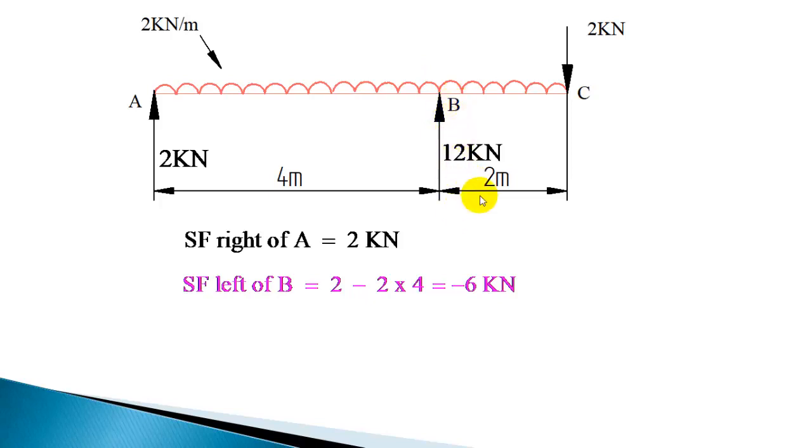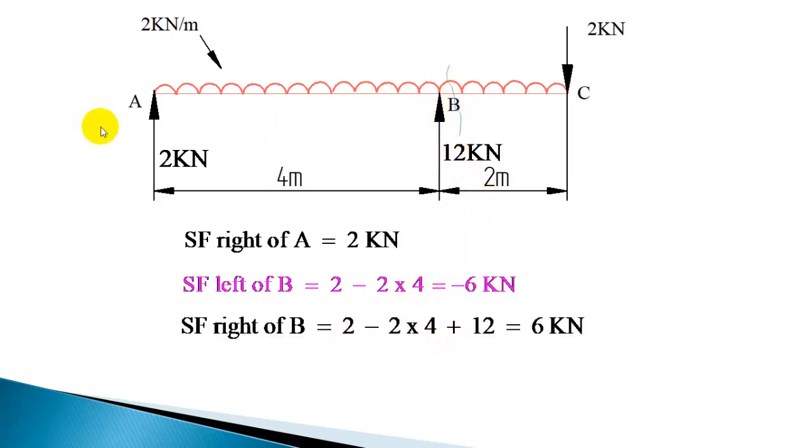So let us take the section there and sum up once again: 2 minus 8 because of this part of UDL, and plus 12. So this is already we have calculated, minus 6 plus 12, 6 kilonewton. So that is the section right of B, and also you have to take left of C. When you take a section here, the complete UDL is acting down. So you have 2 kilonewton, complete UDL is acting down, that is 2 into 6 downward, plus 12.